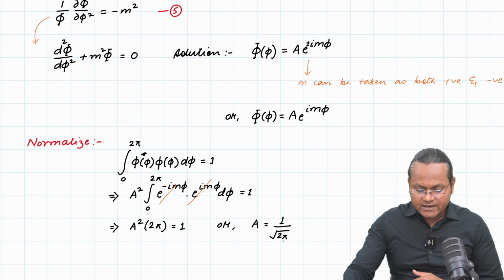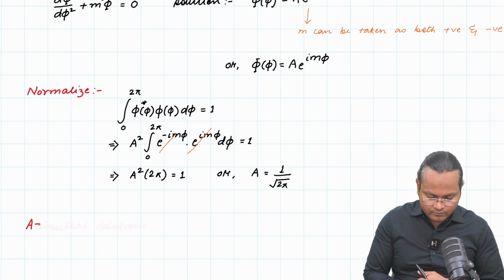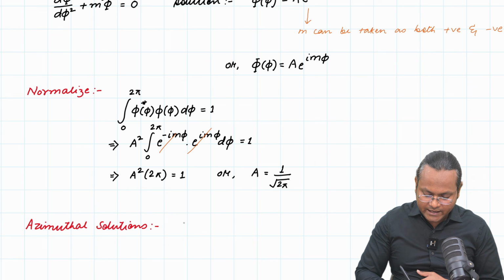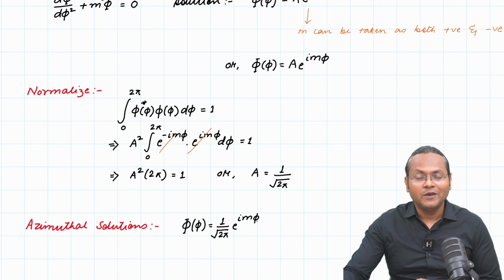So the detailed azimuthal solution that we have obtained looks like this. Phi is equal to 1 upon root 2 pi e to the power iota m phi. That's it. We have obtained the first part of the wave function solution, which is dependent on the azimuthal angle phi.